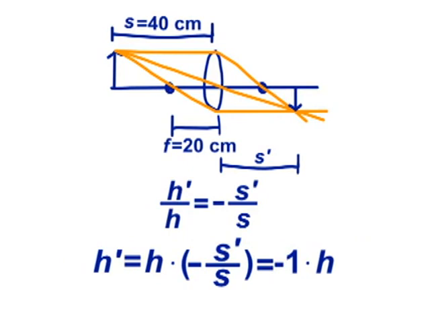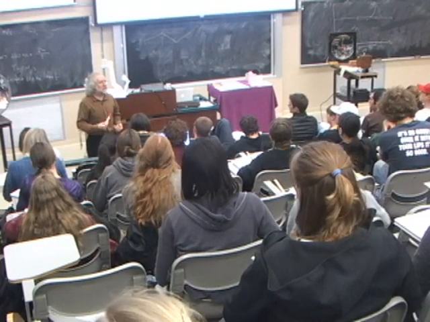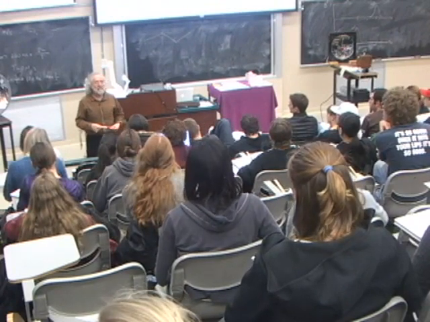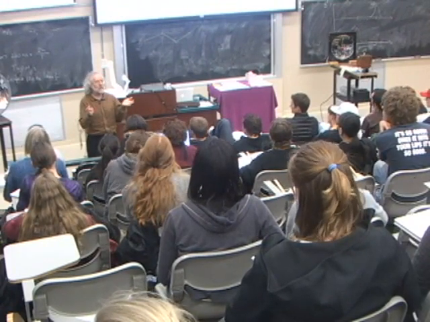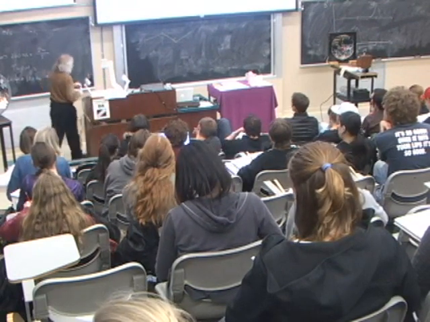The 1 tells me the image height and the object height are the same. The negative sign tells me that it's inverted. That's what the negative sign tells me. So if the object is 2 centimeters tall, how high is the image? 2 centimeters tall, and it's 40 centimeters from the lens.